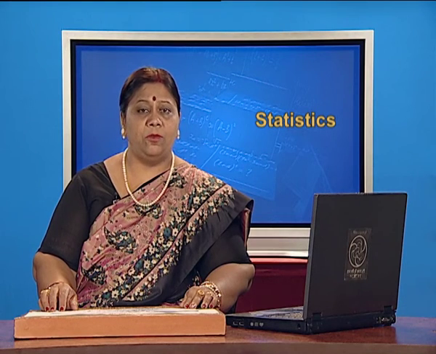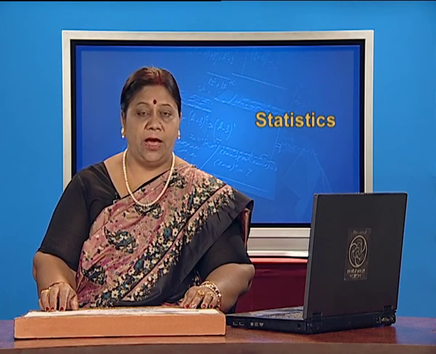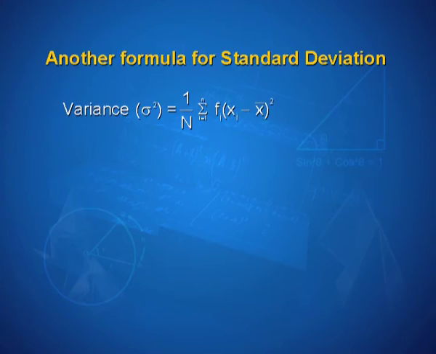We have another formula for calculating standard deviation. We know that variance sigma square is equal to 1 upon n into summation i varying from 1 to n fi into xi minus x bar whole square, which can be simplified as 1 upon n into sigma i varying from 1 to n fi into xi square plus x bar square minus 2 into x bar into xi.